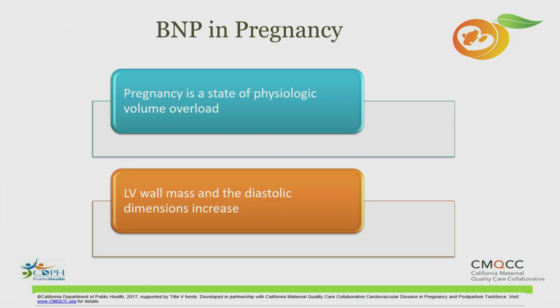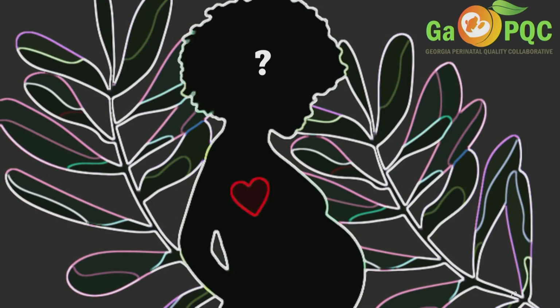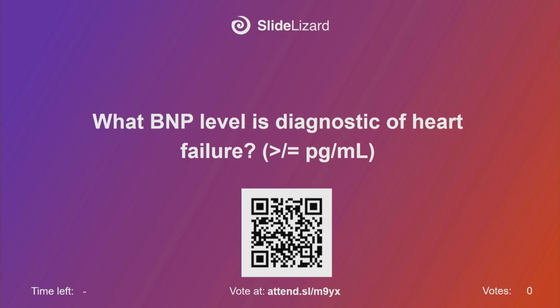Again, we're lining up all these things, right? Patients with previous cardiovascular conditions, looking at risk factors, but we're also looking at what things we can use, other than symptoms, to help objectively screen these patients for heart failure, because these are the patients most at risk of maternal mortality or maternal death, right? I'm not going to go through normal levels, but what BNP level is diagnostic of heart failure? Let's see if you know this.